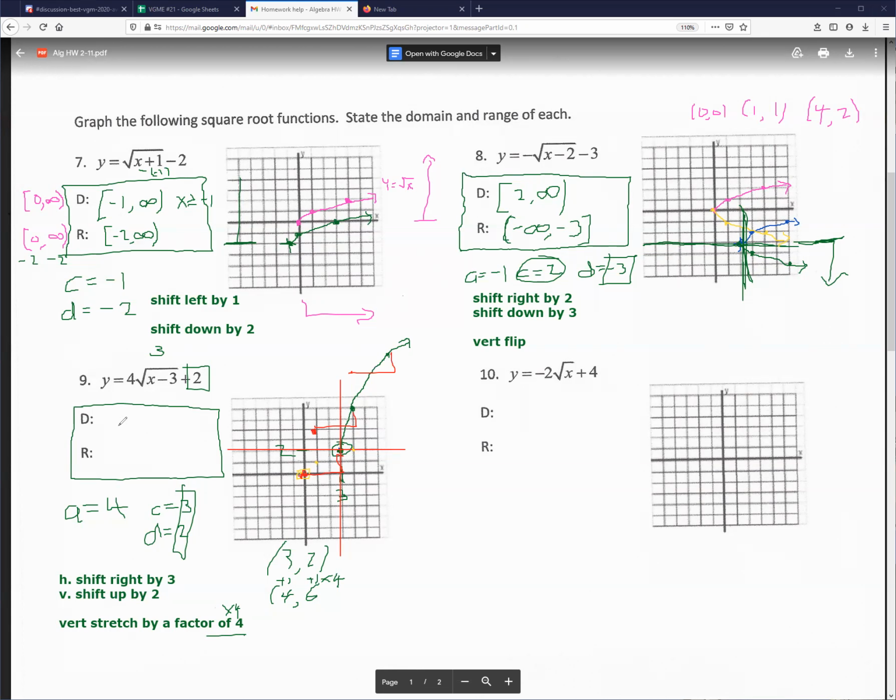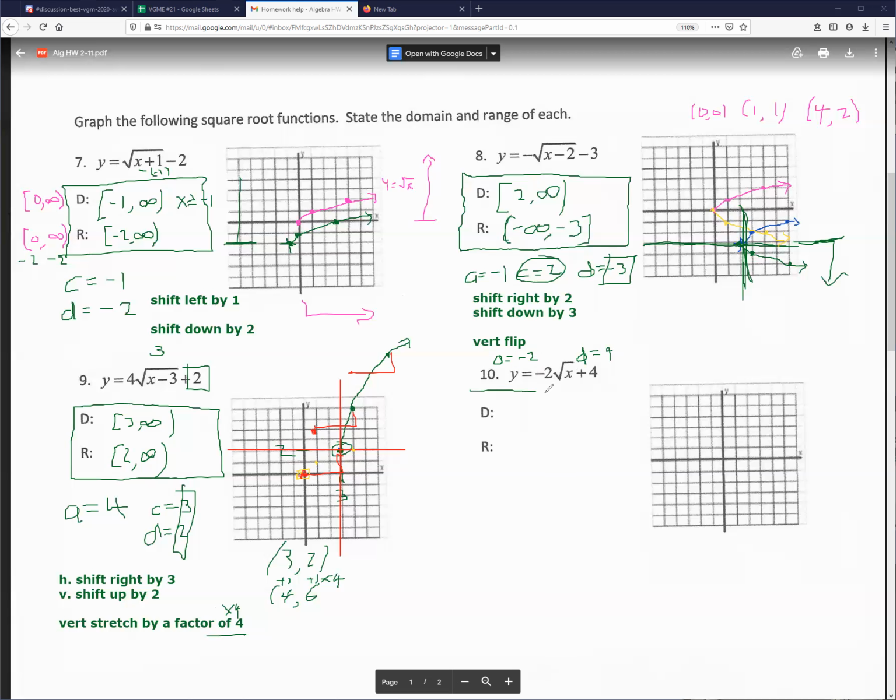Okay, we didn't answer domain and range here. Hopefully you can recognize this is 3 upward and 2 upward. So no big deal here. All right, we're going to do one more here. Number 10. A equals -2. There is no C. C is 0. D is equal to 4.